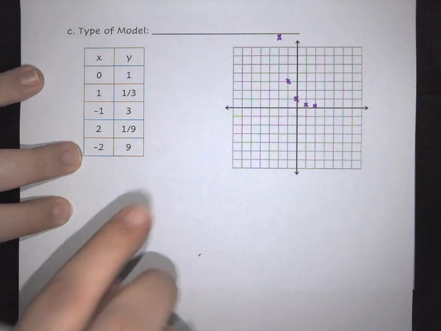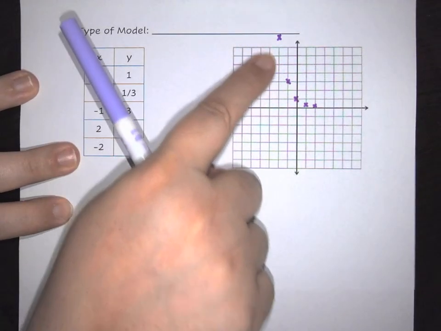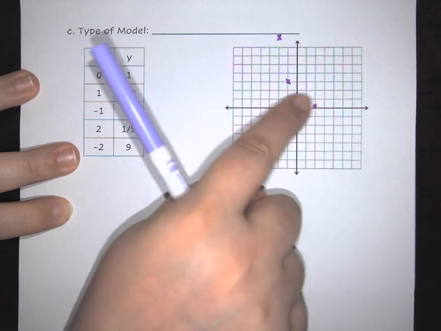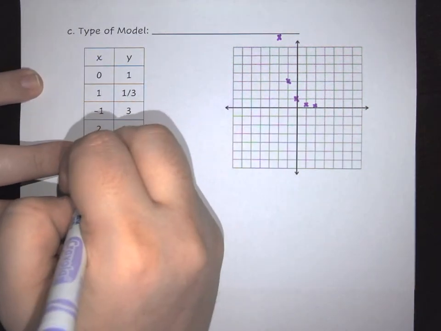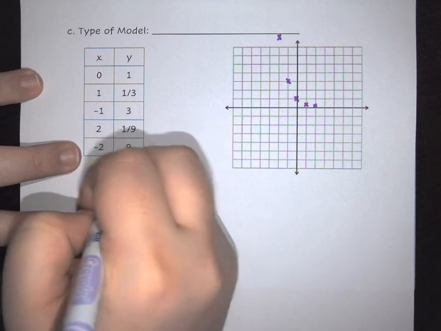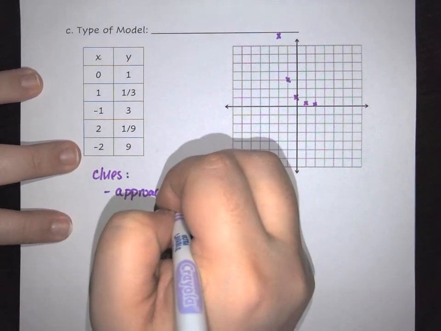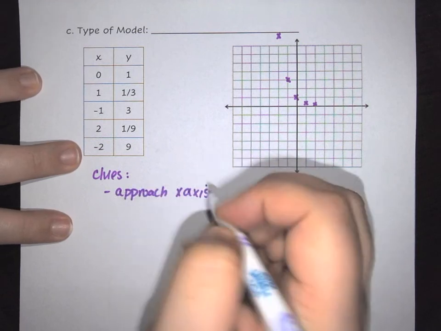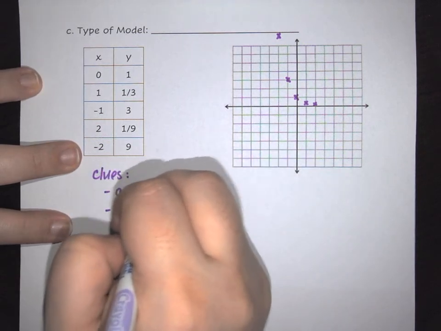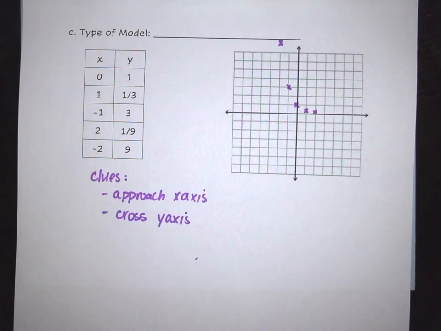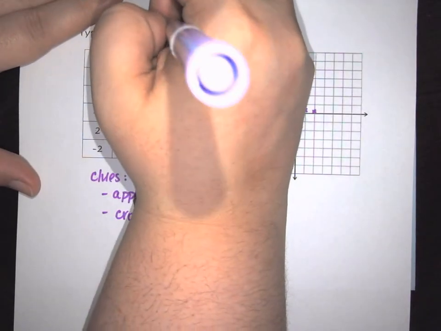And so again, if you take a look at this, notice here we are approaching this x-axis and we're crossing the y-axis. So my clues that I have here, the big ones, are that we're going to approach the x-axis and we are going to cross the y-axis. And because of that, essentially what it means is that this graph here is exponential.